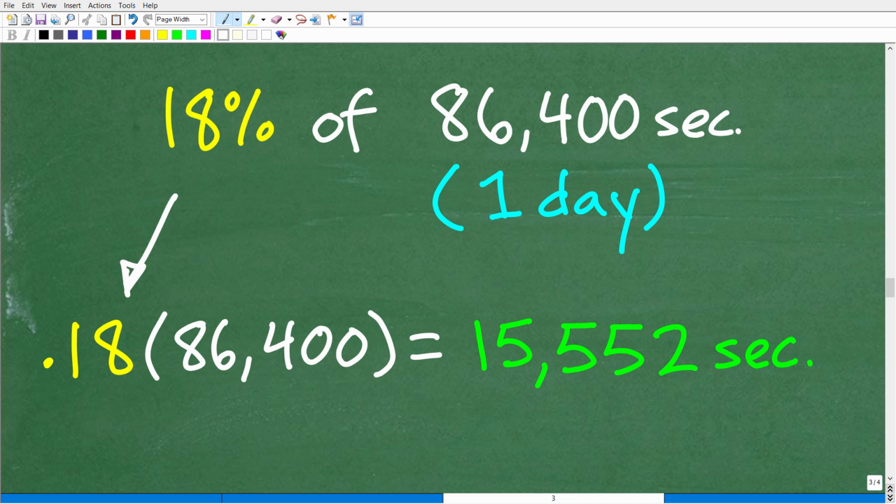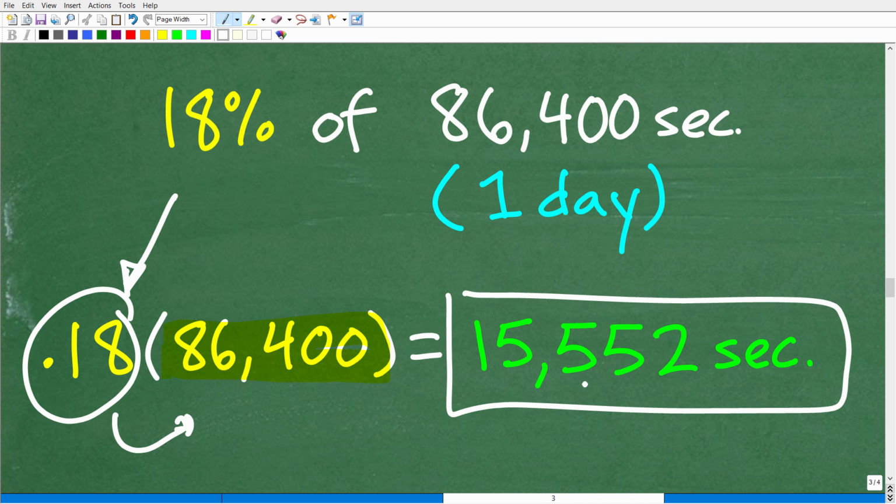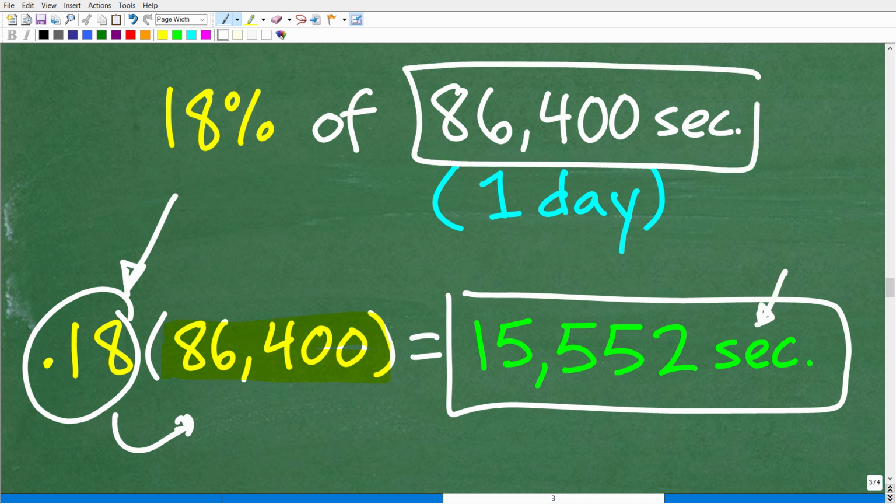Now, to find 18% of 86,400, we have our percent as a decimal. We get our lovely calculator out and we multiply 0.18 times 86,400, and we end up with the lovely answer of 15,552 seconds, right? Because we already have our answer in seconds. So again, the bigger objective here was to review conversion factors.